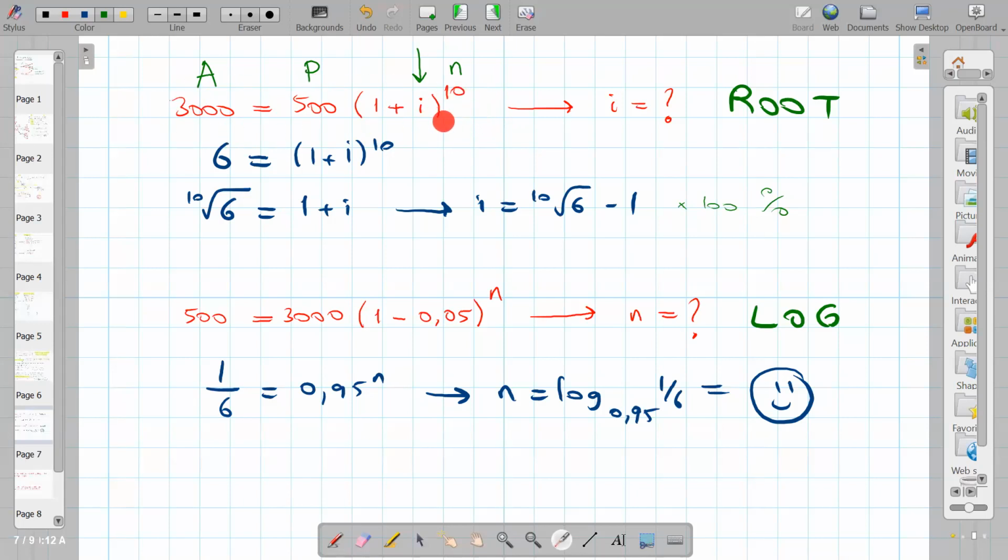It is not I times 10. So this is more difficult, and in this case, we use root. That's what we said. When I is missing in a compound interest condition, that's a bit more complicated case. You have to use root. But the first step is the same.